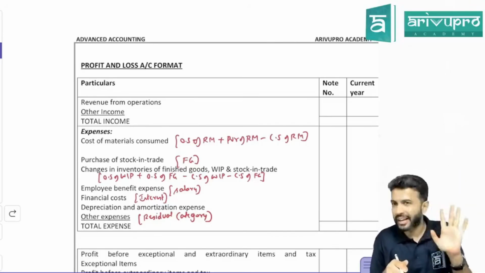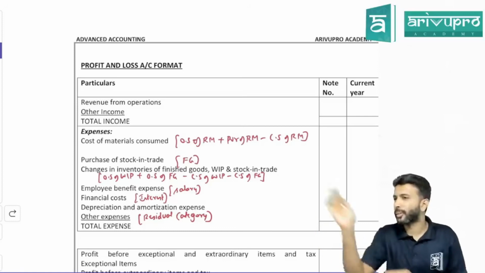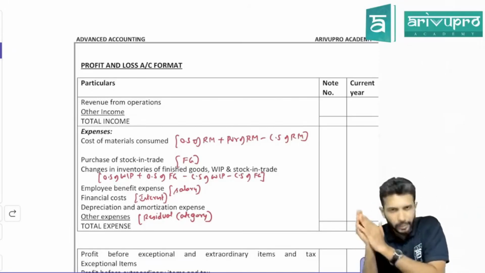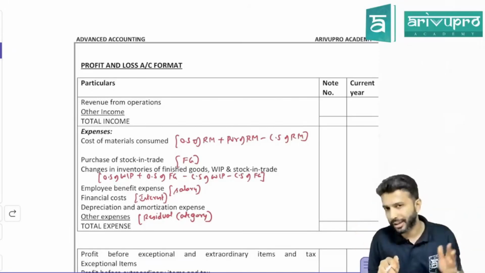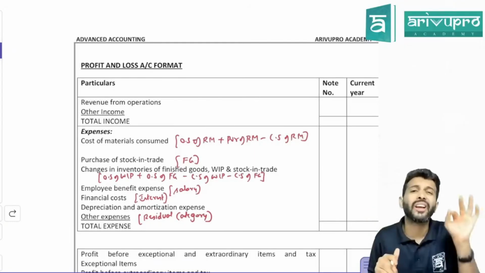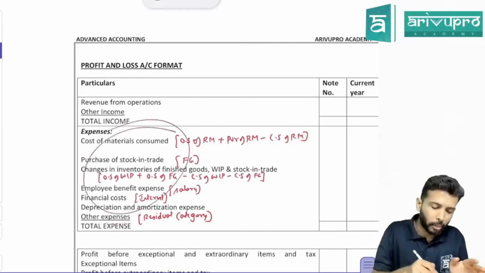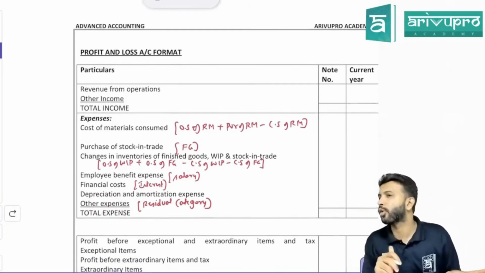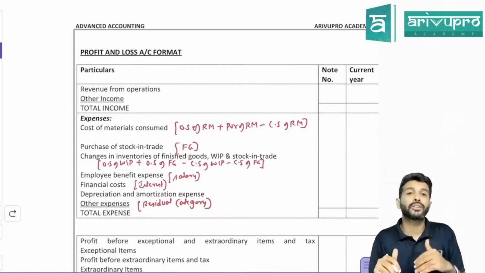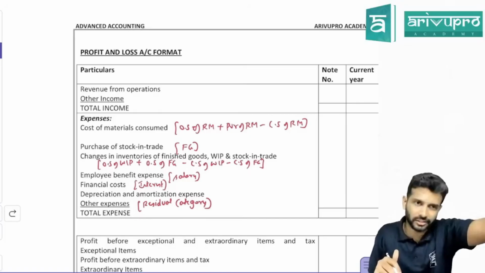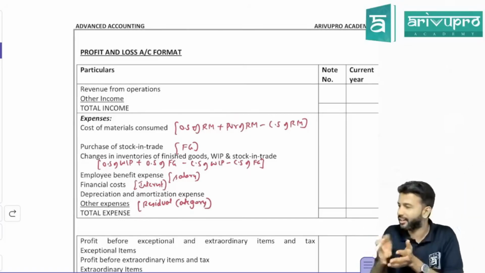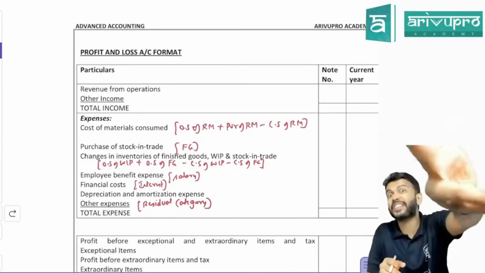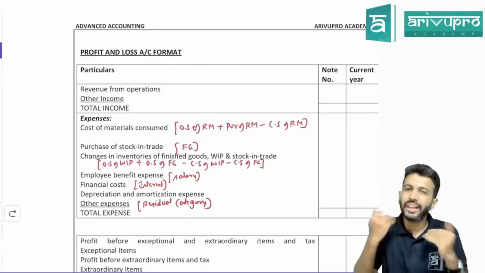Then finance cost, which means the interest charges that you pay on your loans, debentures, etc. Then depreciation and amortization: depreciation on property, plant and equipment, amortization on intangible assets. Then the last residual category, other expense. Whatever you could not fit in the above will come under other expense. Then you get total expense, and total income minus total expense gives profit before tax. Then you deduct tax expense. Tax expense means current tax plus deferred tax plus MAT credit, if any. Then you get profit after tax.